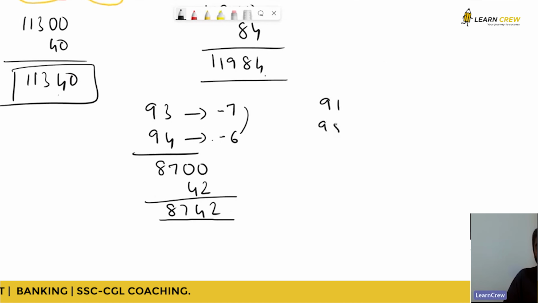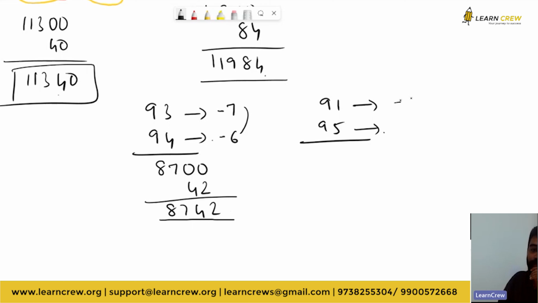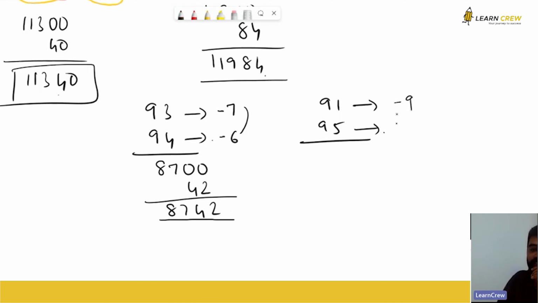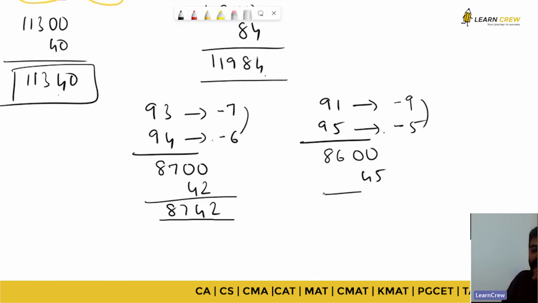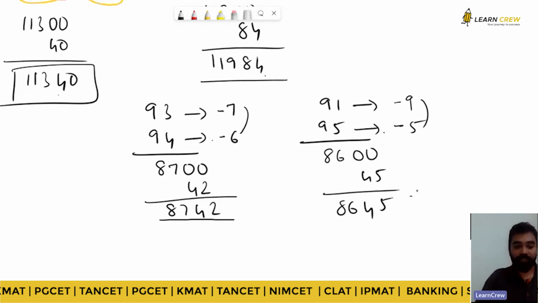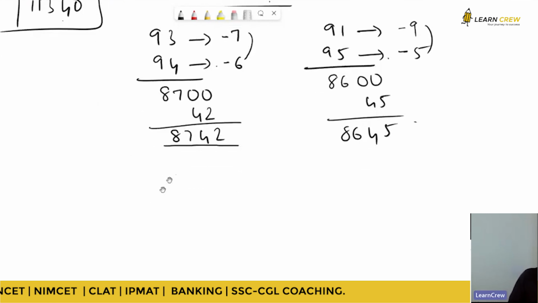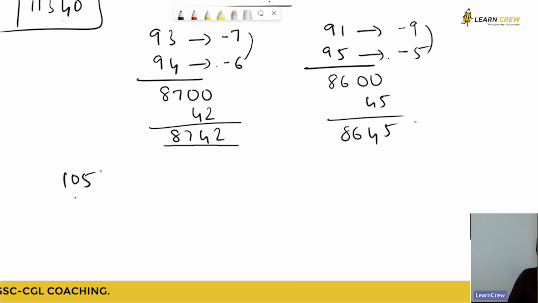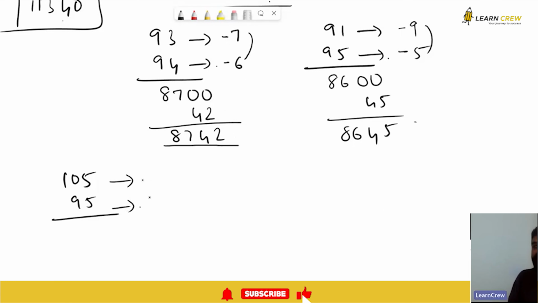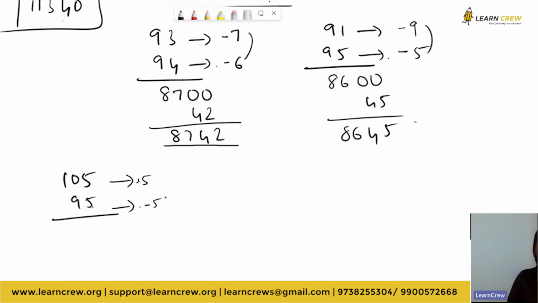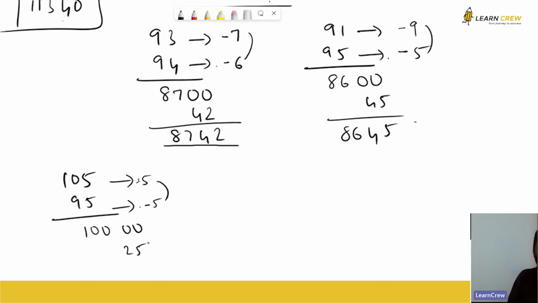91 into 95. How much is this lesser than 100? 9. How much is this lesser than 100? 5. So 91 minus 5 is 86. And this becomes 45. 8645. Okay, great. So now if I'm giving a number something like 105 into 95, then how much is it more than 100? Plus 5, minus 5 becomes 100. Add 2 zeros. 5 into 5 is 25. You need to do plus into minus means minus. So it becomes 9975.